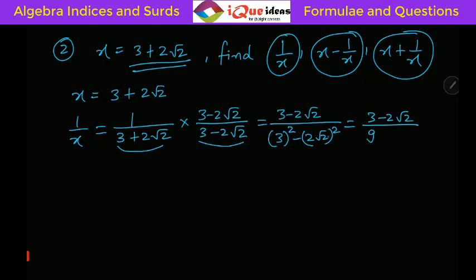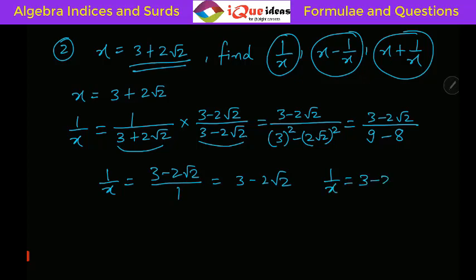Okay. So this becomes 3 minus 2 root 2 divided by 3 square is 9, minus 2 root 2 square. 2 square is 4, root 2 square is 2. 4 into 2 is 8. So it becomes 3 minus 2 root 2 divided by 1. So 1 by x is equal to 3 minus 2 root 2 divided by 1, which is 3 minus 2 root 2. Right? So our first answer, 1 by x, is equal to 3 minus 2 root 2. Okay. Now, let's take the second one, that is x minus 1 by x.